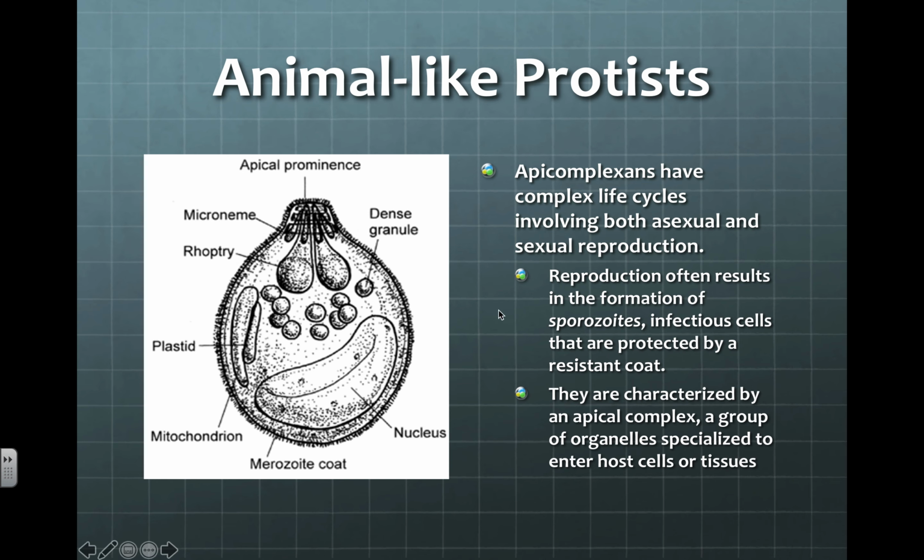Now, what happens is during reproduction, they form what's called a sporozoite, and that's an infectious cell that is protected by a resistant coat. So, this is what makes them a little bit difficult to cure because the sporozoite itself is permeable to a lot of medications. And we'll talk about these a little bit more with malaria. On your sheet, I didn't mention merozoites and sporozoites, but they're just two forms of the same protist, and they go back and forth when they're going back from the bloodstream into the liver.